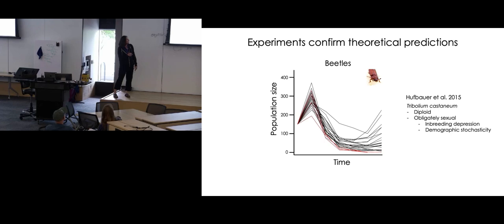And so here we showed that you can get this characteristic U-shaped curve of evolutionary rescue even with an organism that is diploid and obligately sexual, which means that there's going to be inbreeding happening and inbreeding depression. Obligate sexuality also means that demographic stochasticity is going to be a whole lot greater. So even in a system like that, you can see super rapid evolution that helps populations avoid extinction.